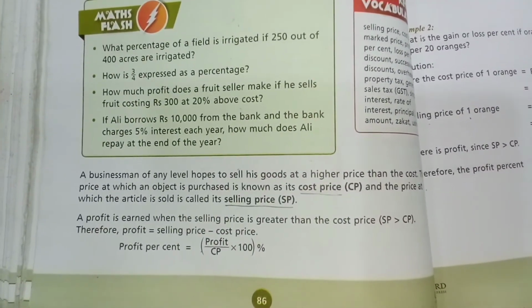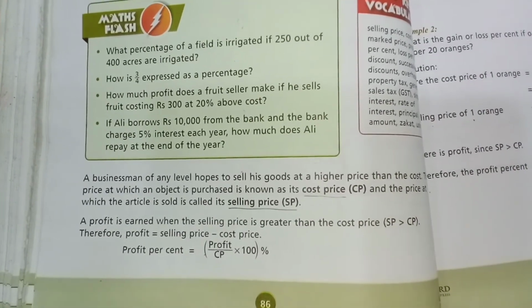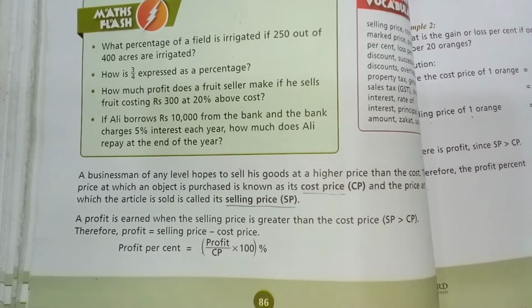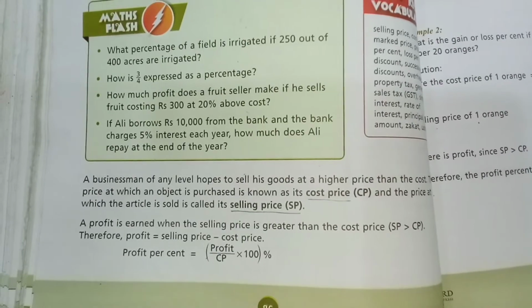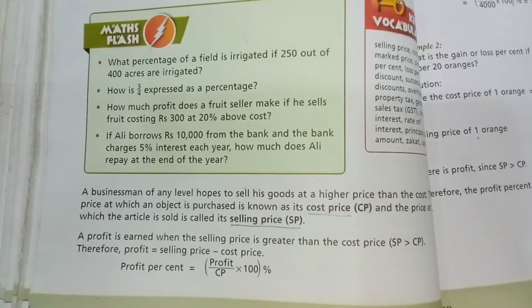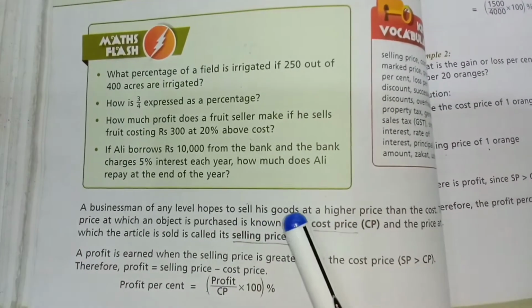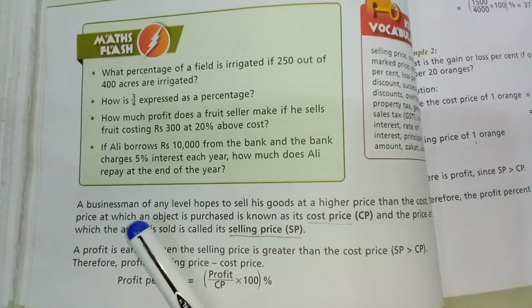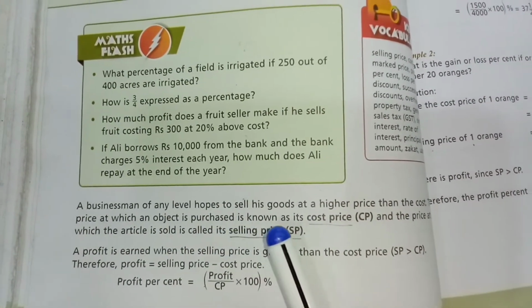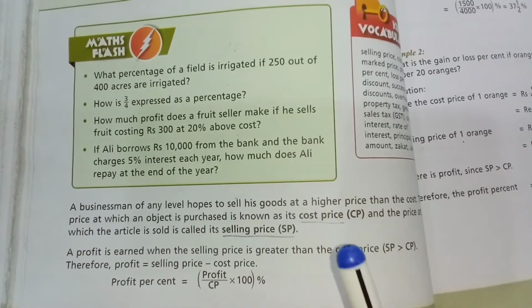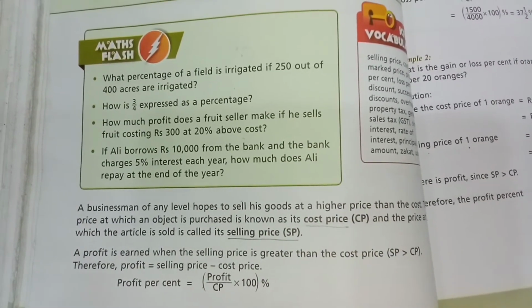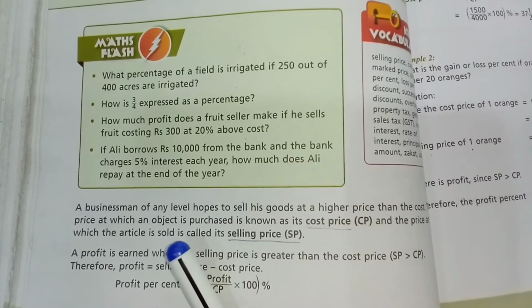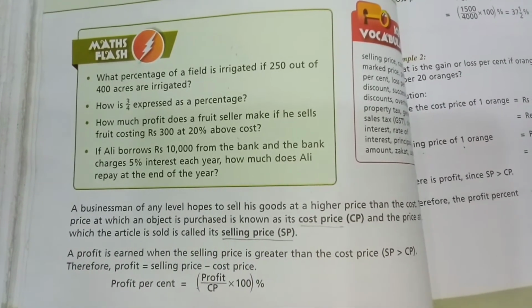So students, before starting exercise 7a, we must know about the cost price and the selling price. When a businessman of any level hopes to sell his goods at a higher price than the cost price, the price at which an object is purchased is known as cost price. And the price at which the article is sold is called its selling price.